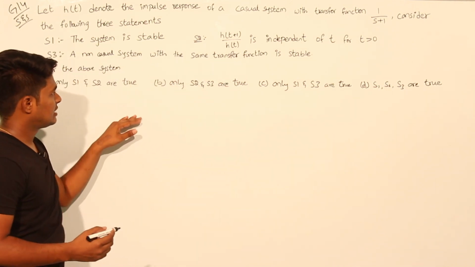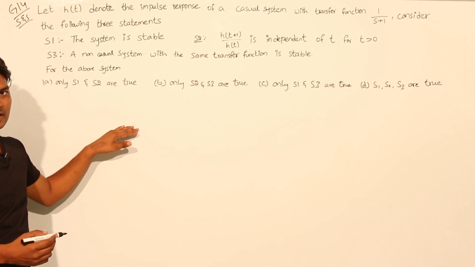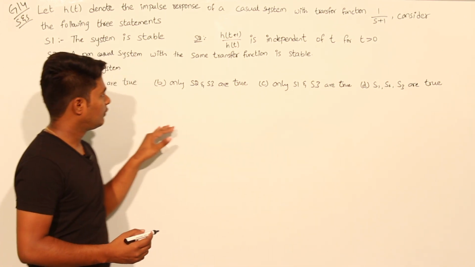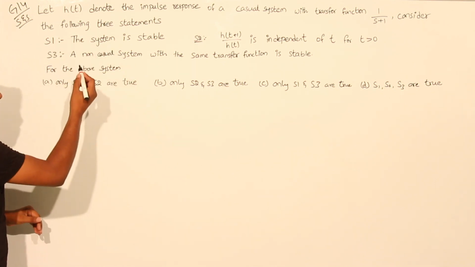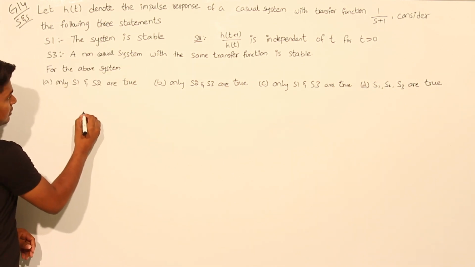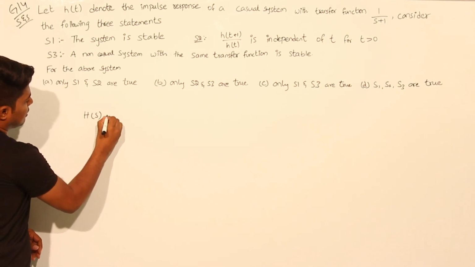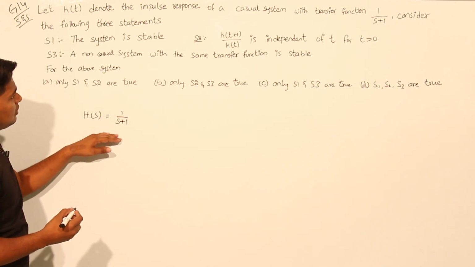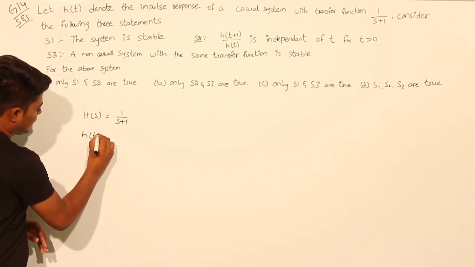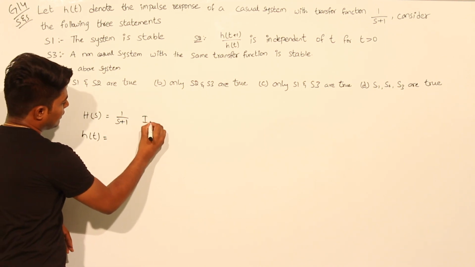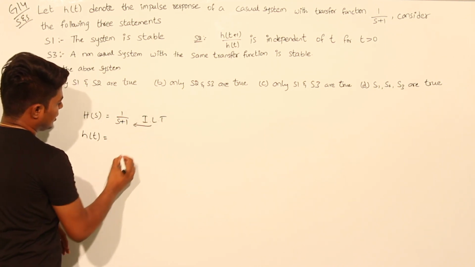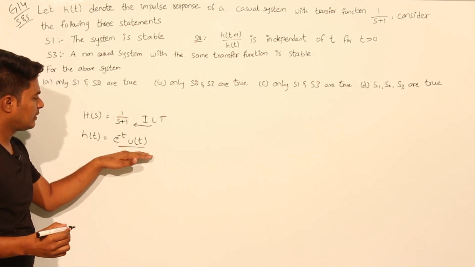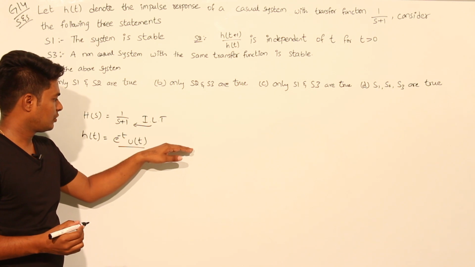Now we will see each statement individually. Later we will find which one is true and which one is false. We will go with the first statement. First take the given transfer function, H of s equal to 1 by s plus 1. Now we will find h of t. If you apply inverse Laplace transform to this, it will become e power minus t u of t. Now if you observe here, this is positive for all t.